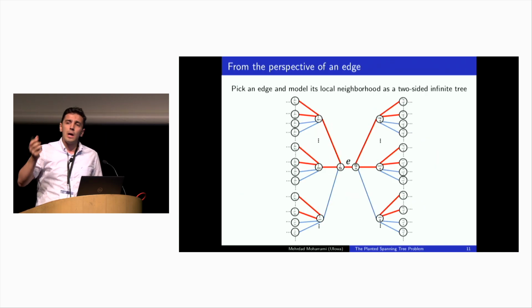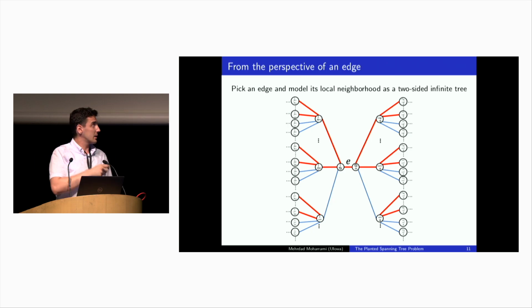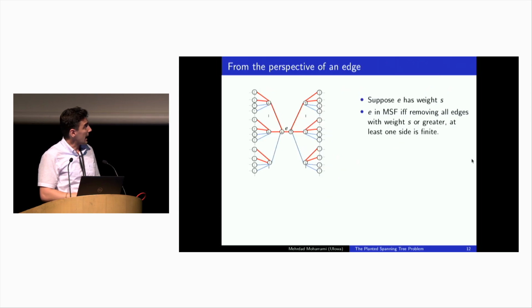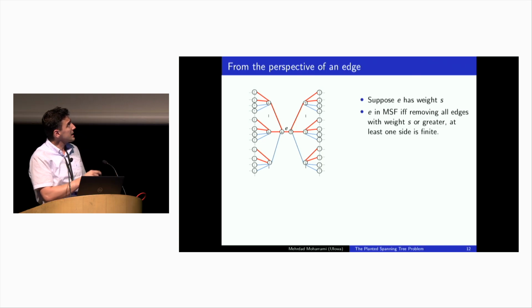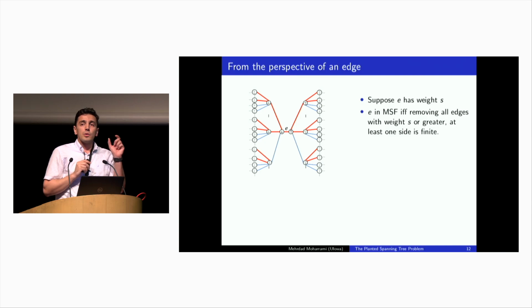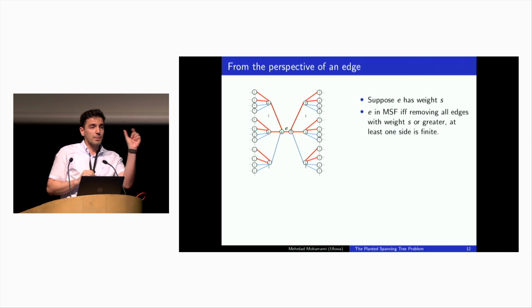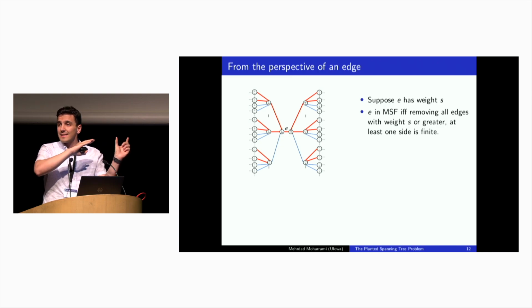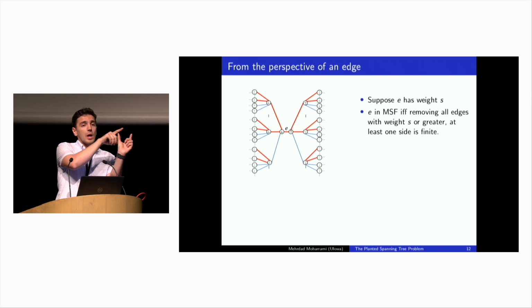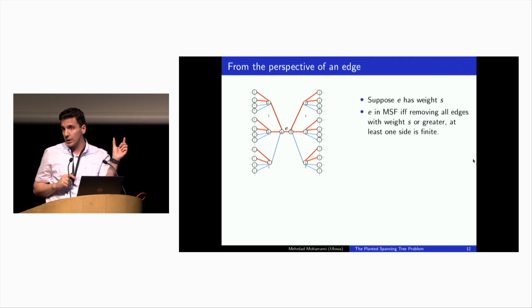So what I need to do is look at this structure from the perspective of a planted edge E, and ask under what condition I should pick this edge to be part of my minimum spanning forest. Well, let's suppose that the edge E has weight S. If you're familiar with the Kruskal algorithm, what you would do, if you have a finite graph, is pick an edge. Let's say the cost of that edge is S. You remove all the edges with weight at least S, and if there is a path between two sides of that edge, then this edge should not be part of the minimum spanning tree, right?